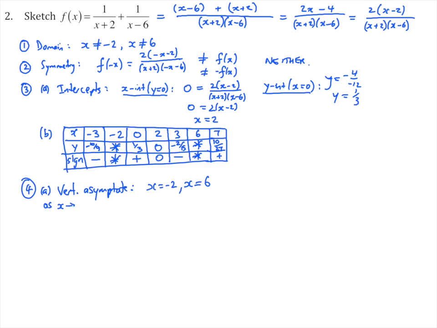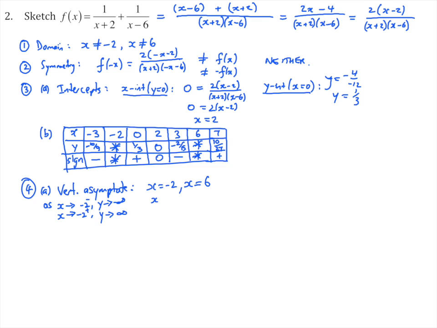As x approaches -2 from the left, and as x approaches -2 from the right, what happens? Well, let's look at our table. To the left of -2, I'm going to be negative. To the right of -2, I'm going to be positive. So y approaches negative infinity, y approaches positive infinity.